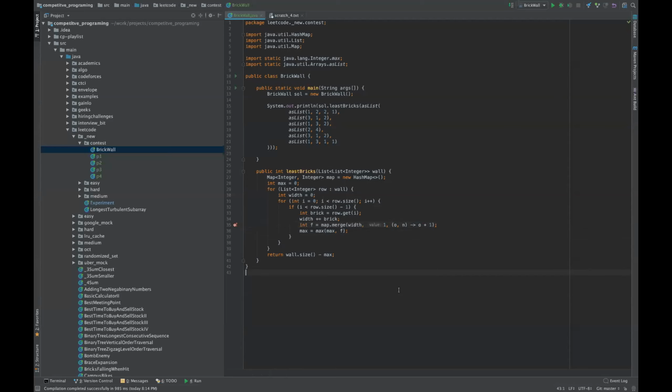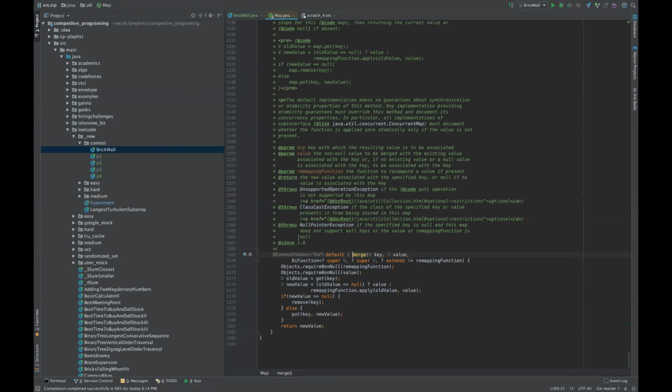Is that a new API in Java map? I haven't seen this API. Yeah, I have also learned it recently. It's in Java 8. It has been introduced in Java 8.